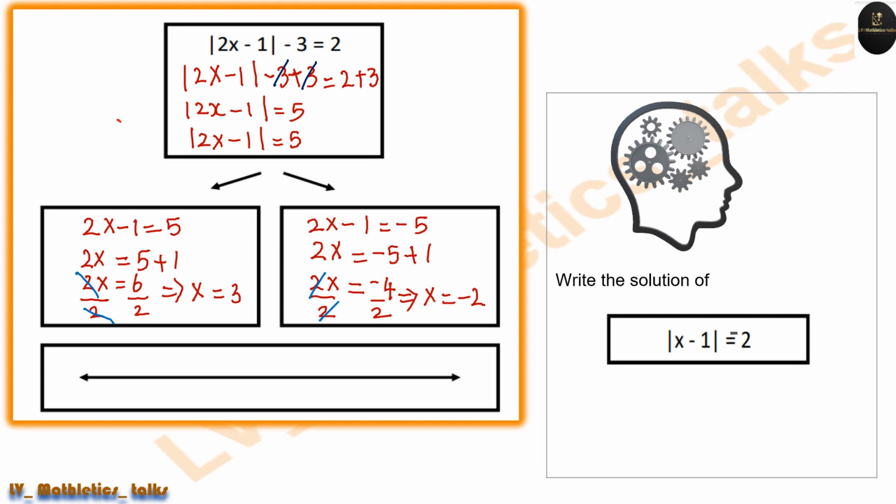Let us go ahead and plot this. 0, 1, 2, 3, all the positive numbers, and the negative numbers on the left hand side. I can shade minus 2, and then I can shade x equal to 3. Okay, hope you understood this.